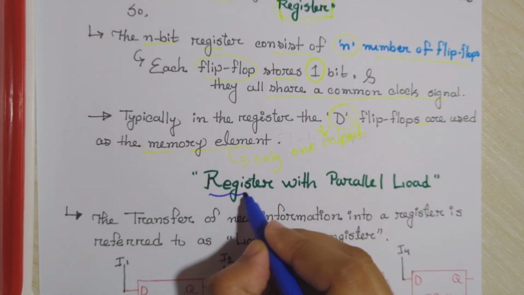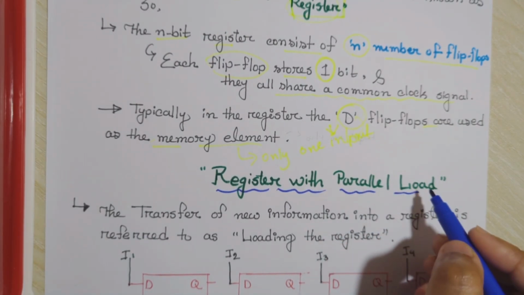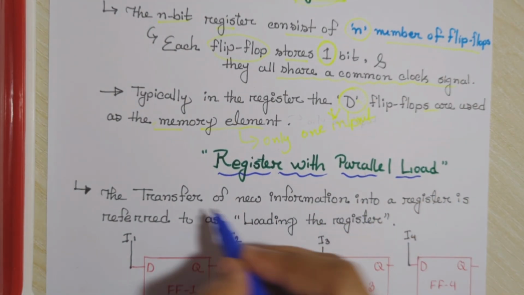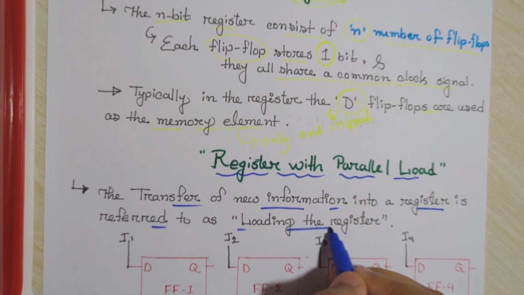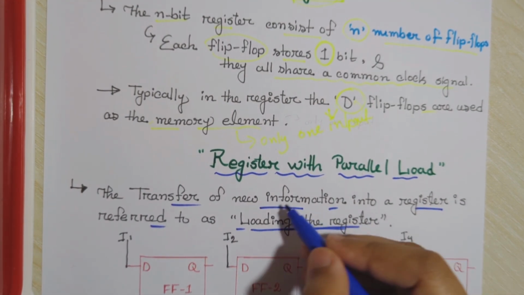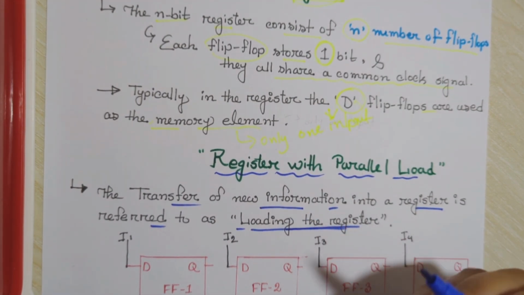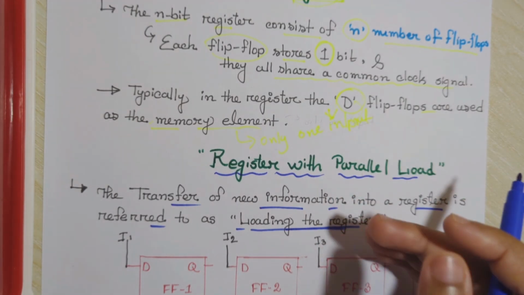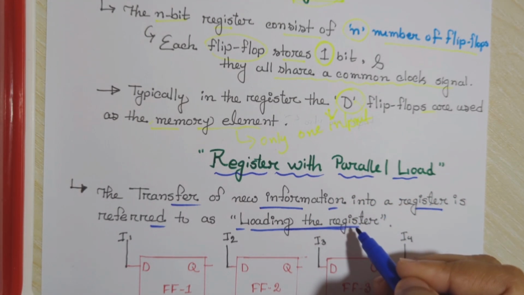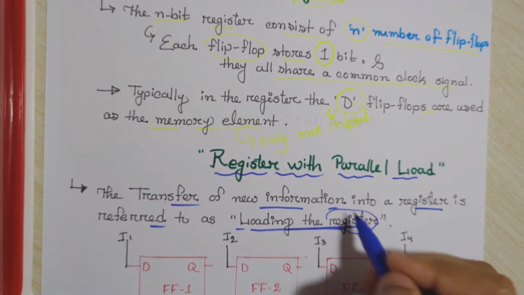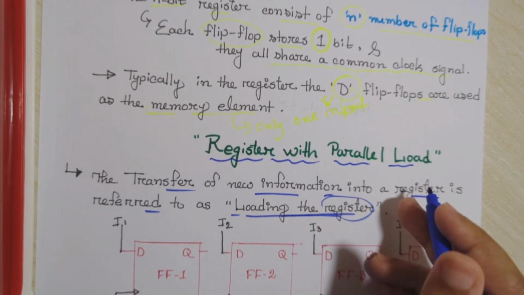Now let's see a register with parallel load. The transfer of information into a register is referred to as loading the register. What does loading the register mean? It means that if we want to input some information into our register, we will load the information into our register. This is called loading the register.